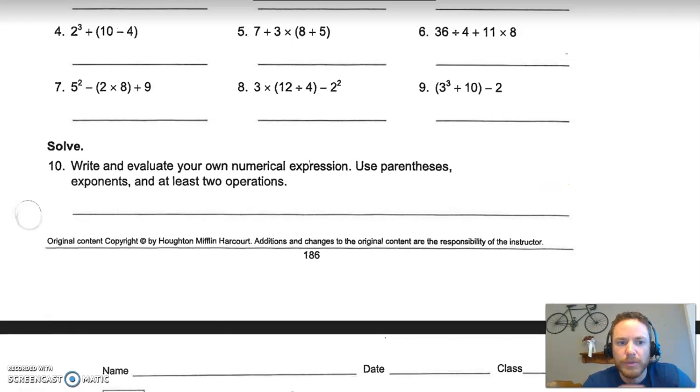Okay, I'm going to let you solve number 10 on your own. It says write and evaluate your own numerical expression. Use parentheses, exponents, and at least 2 operations.